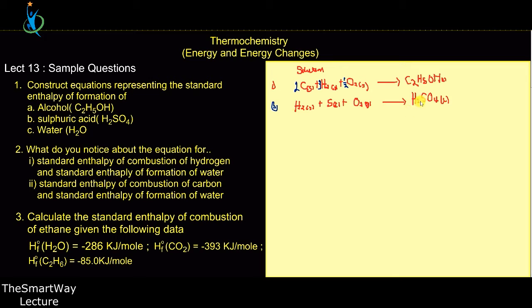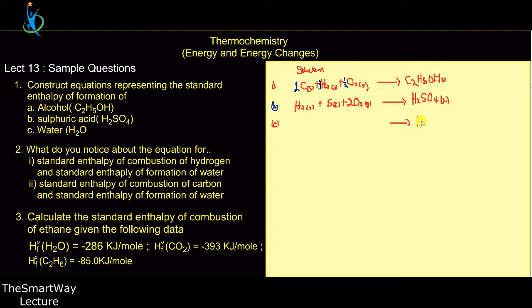Hydrogen here is 2, hydrogen here is 2, sulfur is 1, sulfur is 1, oxygen is 4 over here, while oxygen is only 2. So if I need 4 over here, I'll just multiply here by 2, and then I'll get it. So this is what they ask you to do. For formation reactions, it must be formed from its constituent elements. Then the last one, C, is the formation of water. We want to form water.